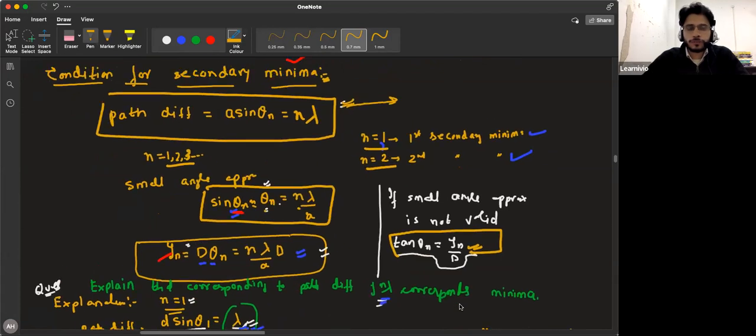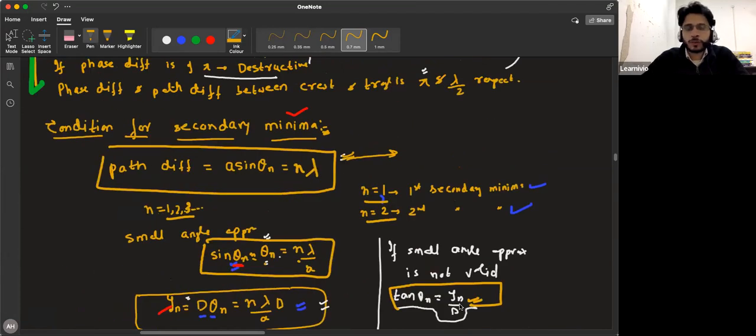Okay, just note it down. Then we'll do the condition of maxima also. So, simple facts: path difference n lambda gives minima, the n-th minima. If you have first minima, your n will be 1. For second minima, n will be 2 and so on. If small angle approximation is valid for linear separation, you can just multiply angular separation with D. If it is not valid, then you will use the relation tan theta is y by D. Any doubt, issue?